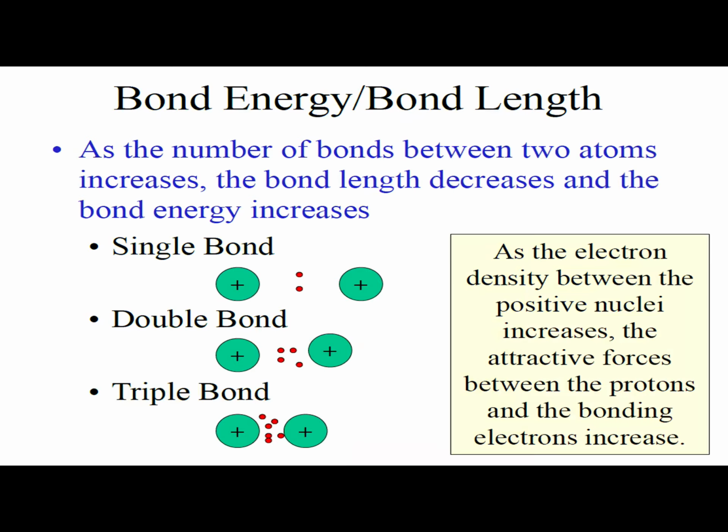And then as the number of bonds between the two atoms increases, the bond length decreases and the bond energy increases. So a single bond is our longest bond, our double bond is shorter, and our triple bond is the shortest bond. So remember, as bond energy increases, potential energy decreases. As the electron density between the positive nuclei increases, the attractive forces between the protons and the bonding electrons are going to increase. And it's going to take more energy to break apart something with a triple bond than it is a double bond or a single bond.